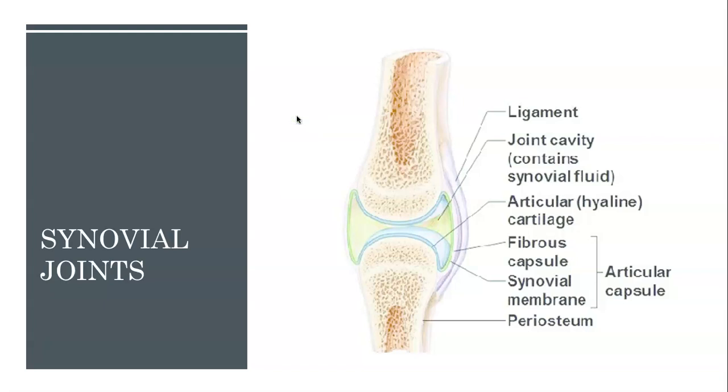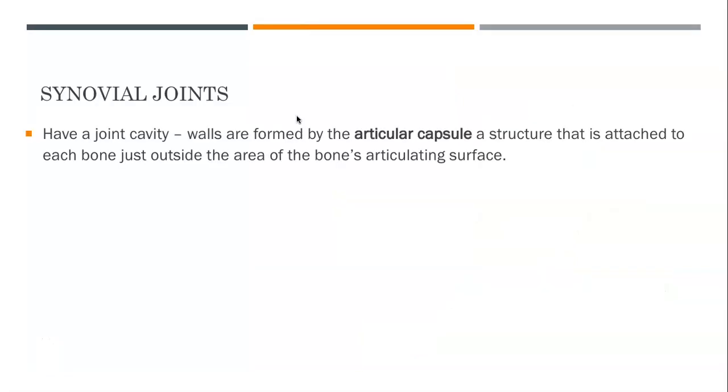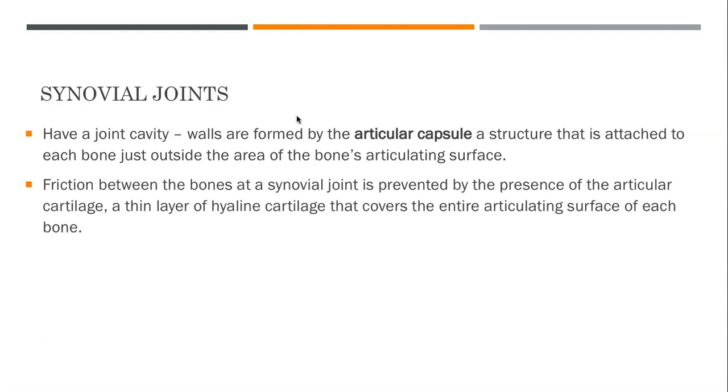Okay, welcome back everyone. Today we're going to look a little bit more in depth at the synovial joints. Synovial joints are the joints that have a joint cavity. The walls of this cavity are formed by what is called the articular capsule, which is just a structure that is attached to each bone just outside the area of the bone's articulating surface. So just outside the area of the bone that is going to move around.